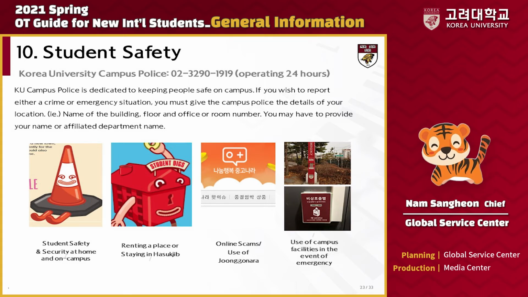Also, as the picture on the far right shows, throughout our university campus, we have emergency bells installed. Also, in case of an emergency outside of the university campus, for police, call 112. For fire, call 119. And just as a simple tip, if you were to go and sign a contract for housing, you should go with a local Korean friend or an international friend who has been living in Korea for a long time to avoid potential scams if possible.